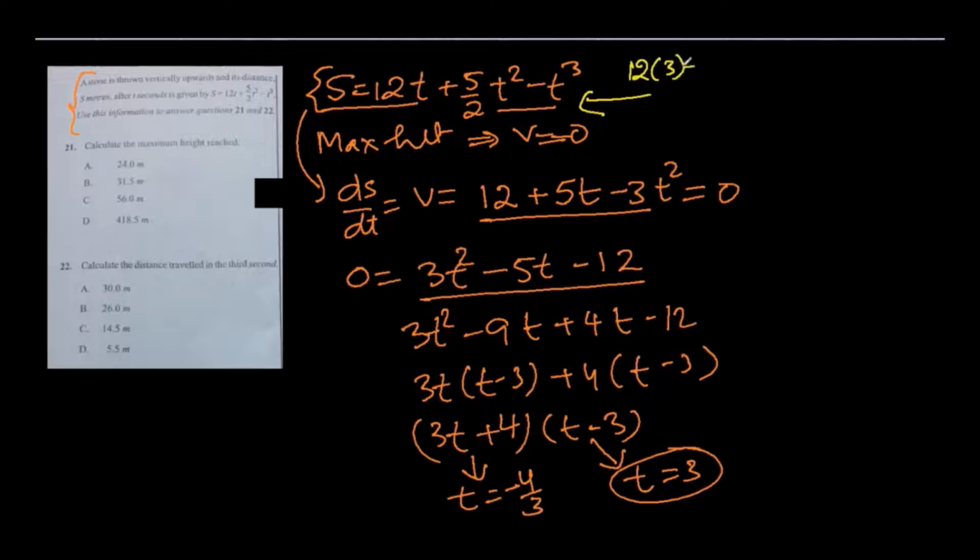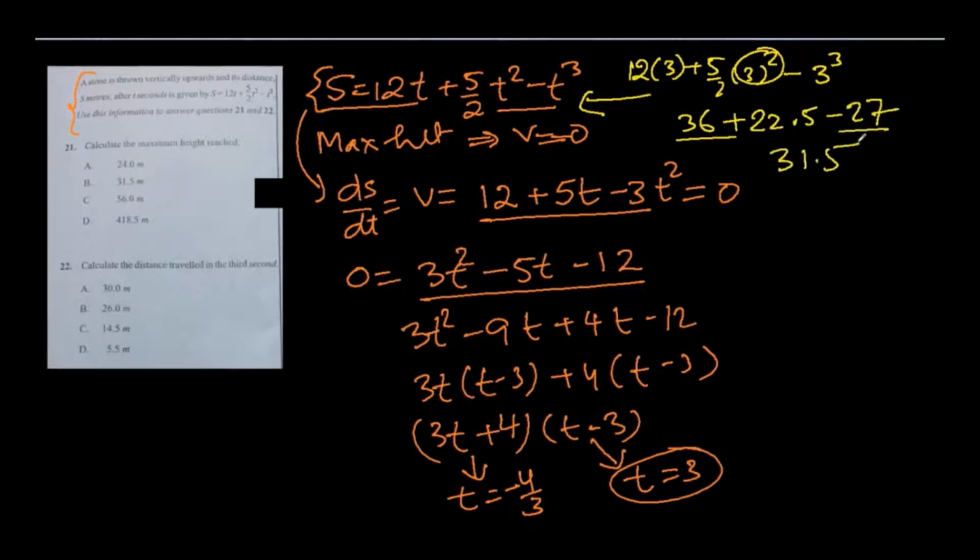So let's do it: 12 times 3 plus 5 over 2 times 3 squared minus 3 cubed. That comes out with 36 plus 45 over 2, which is 22.5, minus 27. That becomes 36 plus 22.5 minus 27, so 31.5 is the height, which is B.